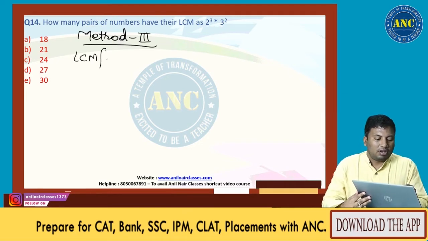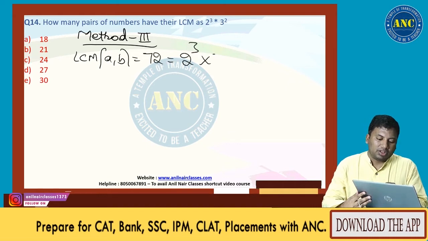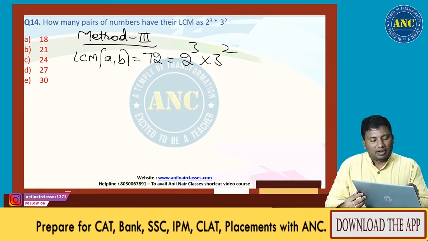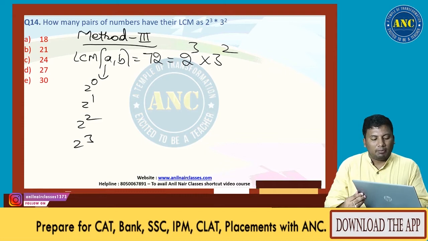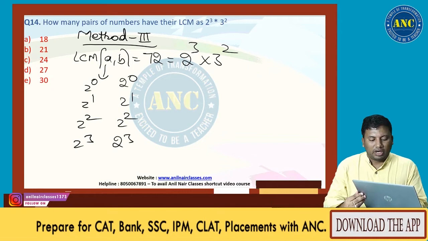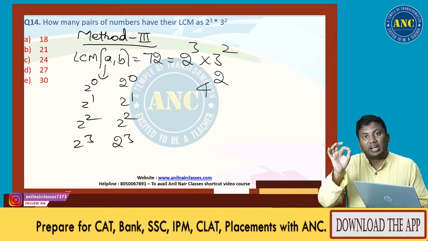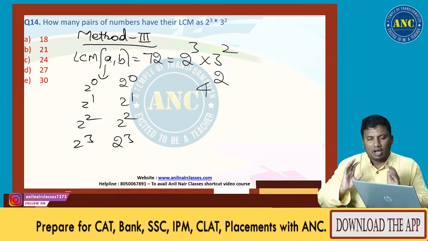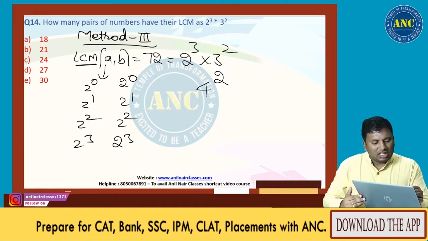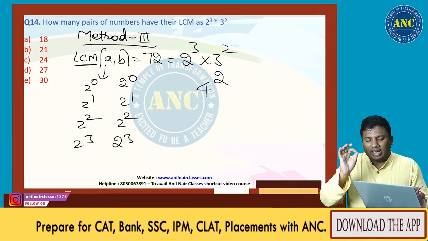LCM of A comma B is 72. 72 is 2 power 3 into 3 square. Listen carefully. A can take 2 power 0, 2 power 1, 2 square, 2 cube. Or B can take 2 power 0, 2 power 1, 2 power 2, 2 power 3. 4 into 4, 4 square. 4 square are the total powers of 2 that can be given to either A or B. First, I am not using the LCM definition. A will take all the powers of 2 from 0 to 3, and B will take all the powers of 2 from 0 to 3.